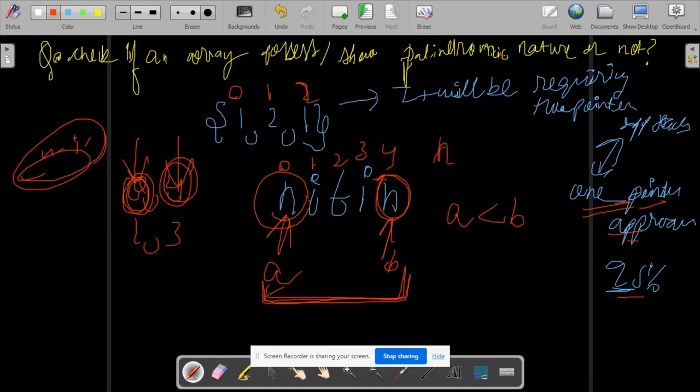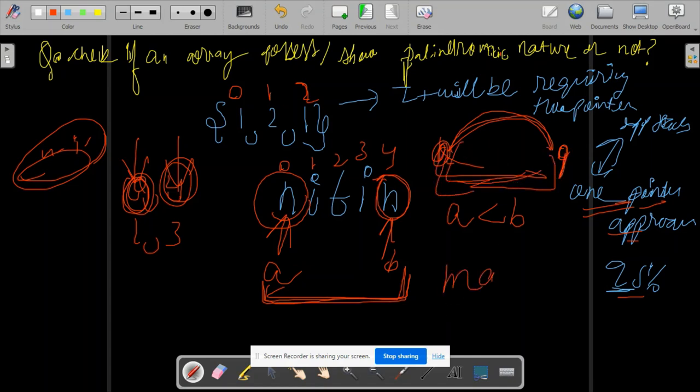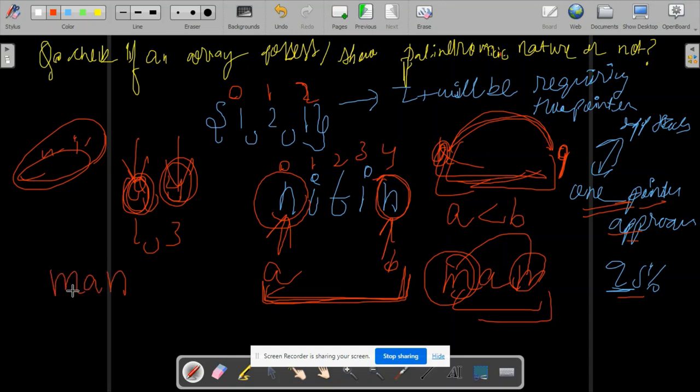Because if this letter is the same as this, then it can be pronounced the same from front and back. If this m is not equal to this, then it cannot be pronounced the same. Suppose this is man. This is m, this is n. It is not a palindrome because the 0th index value is not equal to the last index value.